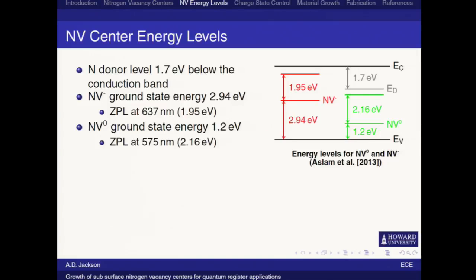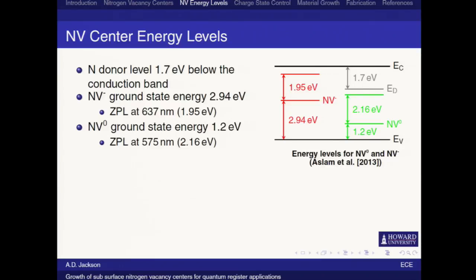So the position of the Fermi level determines what charge state the vacancy center takes on. If the Fermi level is below this level here, the vacancy center will be in the positively charged state. If the Fermi level is between 1.2 and 2.94 eV, the vacancy center will be in the neutral charge state. And if the Fermi level is above 2.94 eV, then it will be in the negatively charged state. So the key to being able to control the charge state of the nitrogen vacancies is to be able to control the position of the Fermi energy.